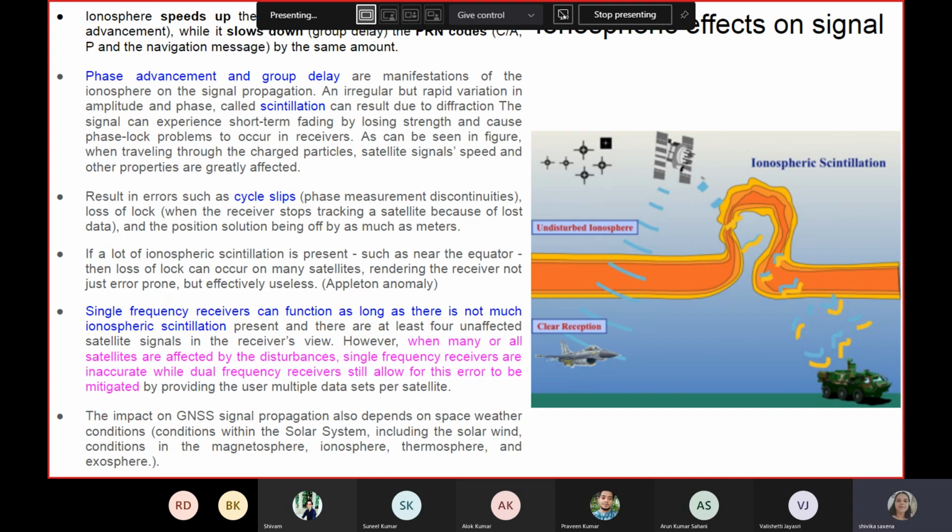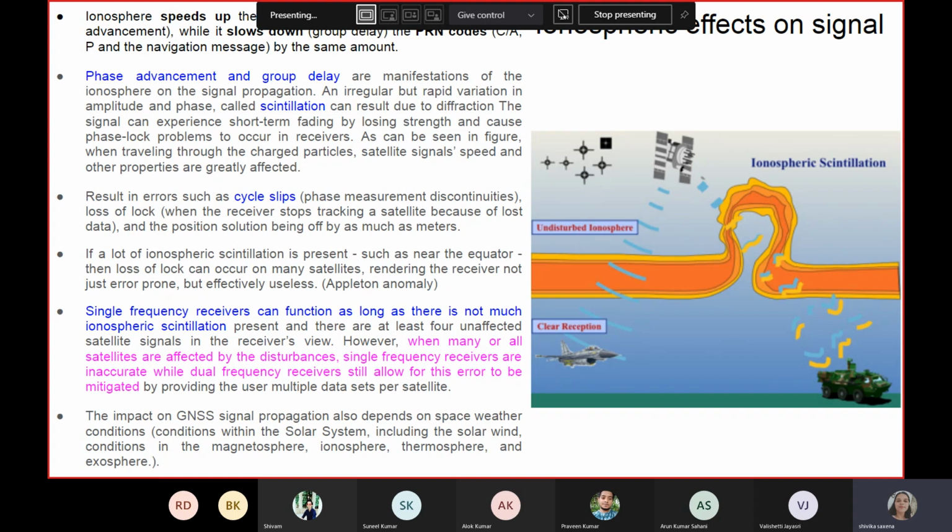So we understood what a scintillation is. Highly variant ionospheric turbulence is known as scintillation, and a lot of this scintillation is present near the equator. So near the equator, GPS may work in a different manner. Loss of lock will occur on many satellites, and the receiver would appear effectively useless. This is happening because of an anomaly known as the Appleton anomaly. We will see it in the next slide.